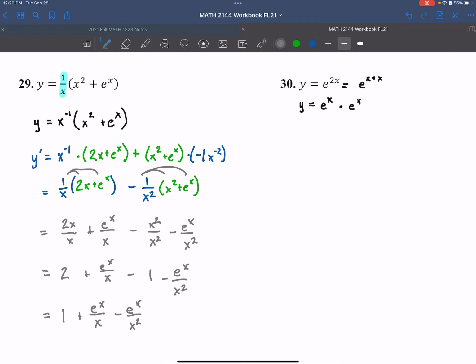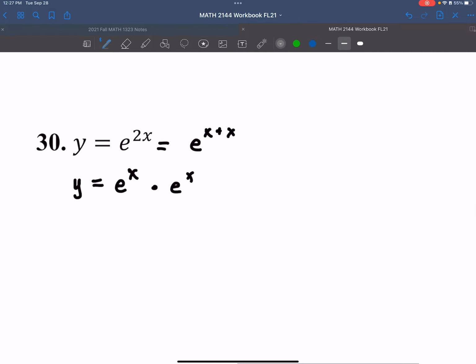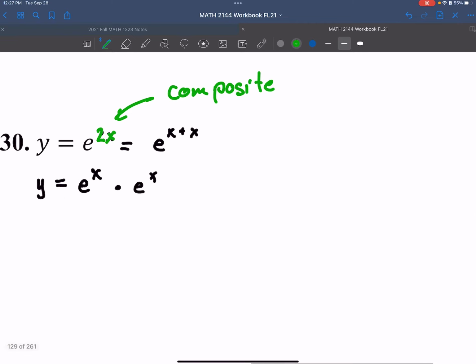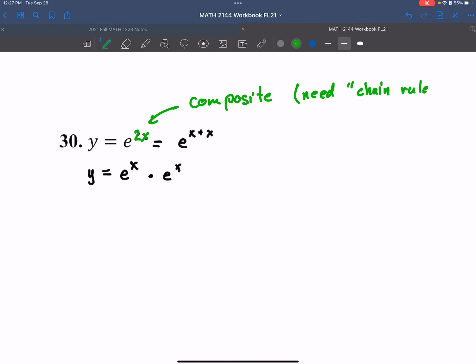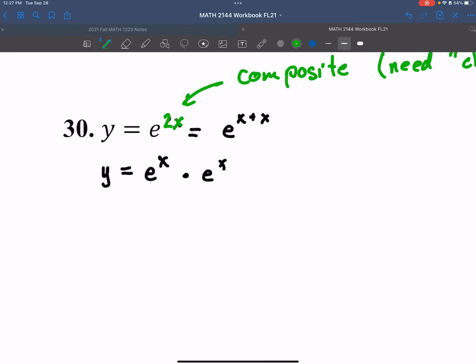Okay, in the case of 30, if we look at this right here, this 2 to the x is going to be a composite function, but we don't have the tool used for the composite function yet. What we would technically need is something known as the chain rule. The chain rule has its own section, section 3.6, so we'll talk about the chain rule for the next test. But we do know algebraically we can just manipulate this to get e to the x times e to the x.